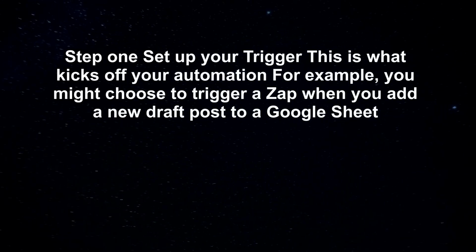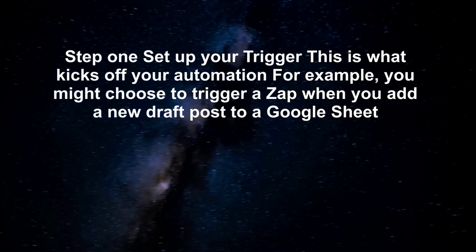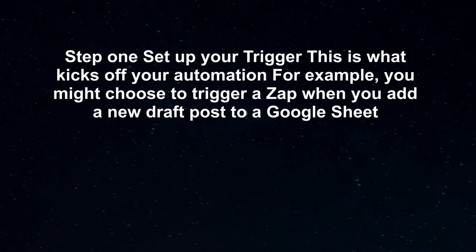Step 1, set up your trigger. This is what kicks off your automation. For example, you might choose to trigger a zap when you add a new draft post to a Google Sheet.